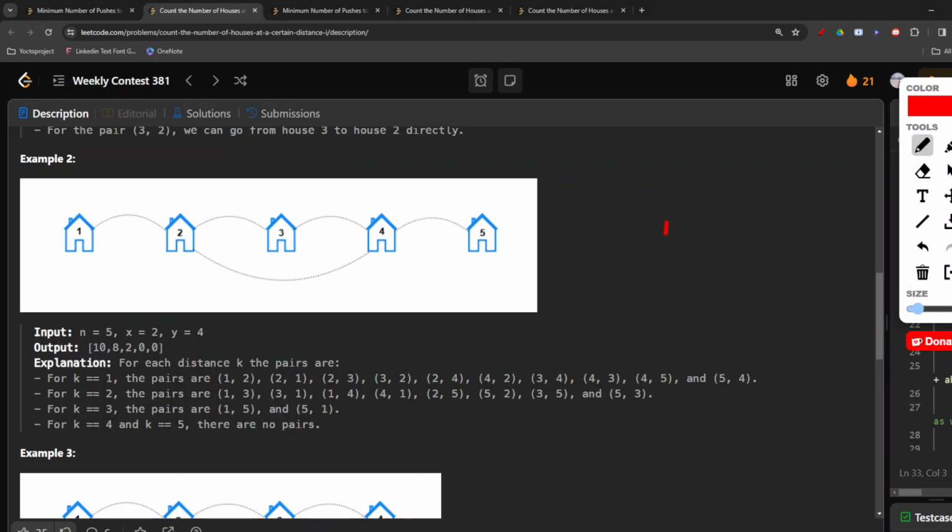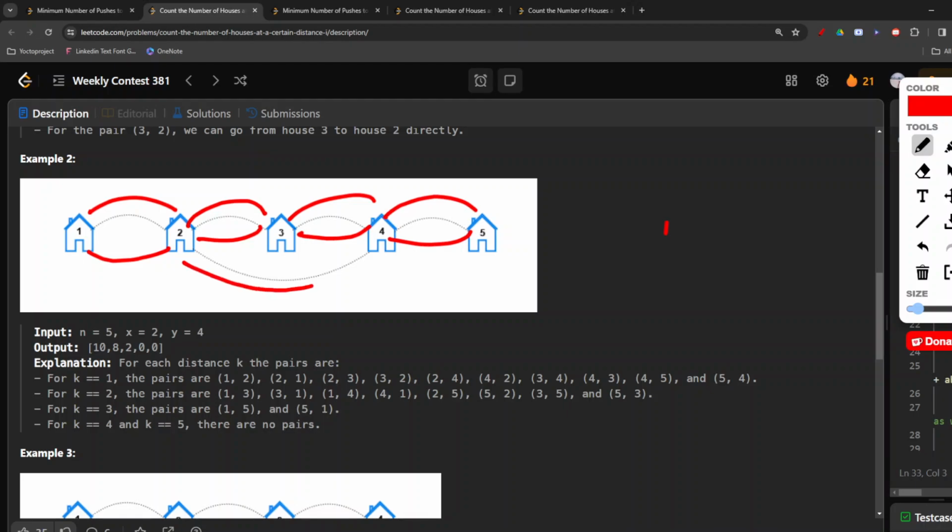Okay. Now here if we check for all the distance 1 pairs, 1 to 2, 2 to 1. Then here we can clearly see that this is 4 into 2, and this one 2 to 4, and this one, right? So here we can see 5 into 2, that is 10 pairs for distance 1, right? So that's why here they have 10.